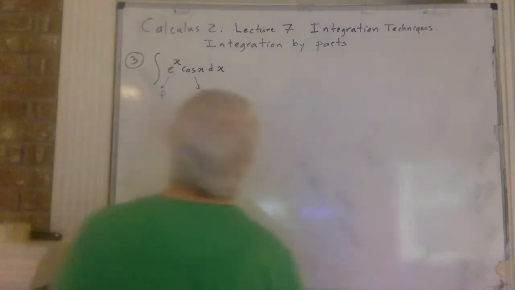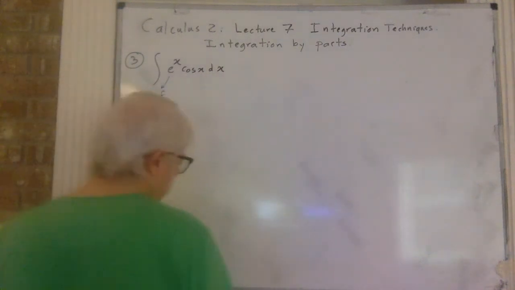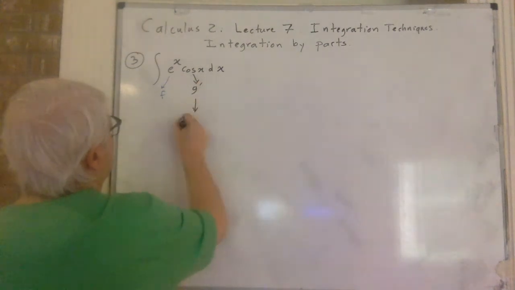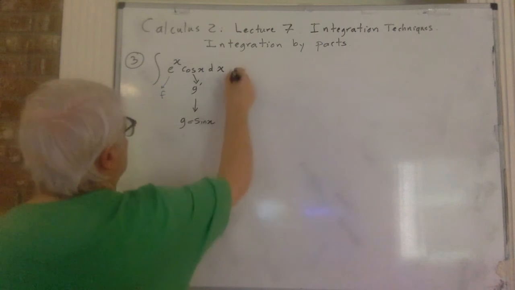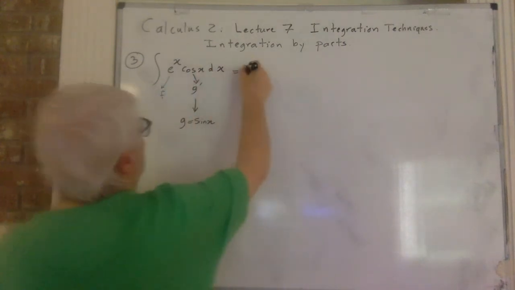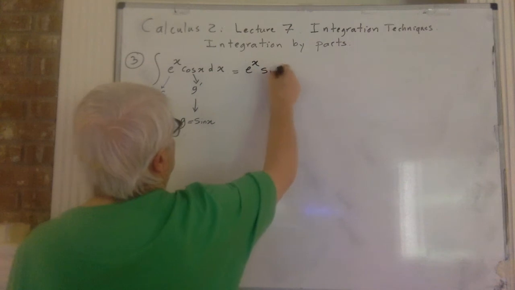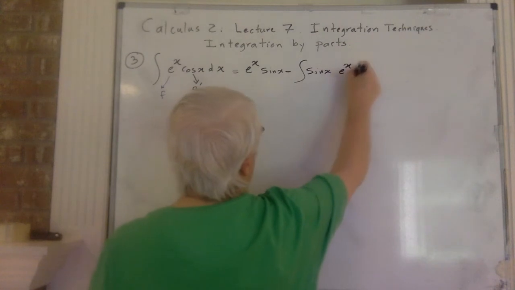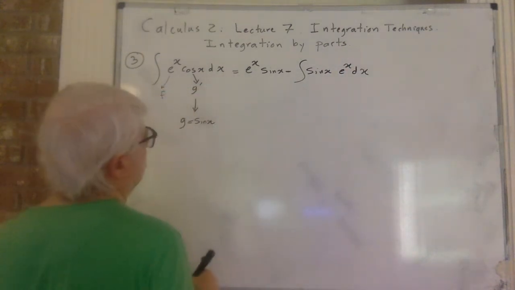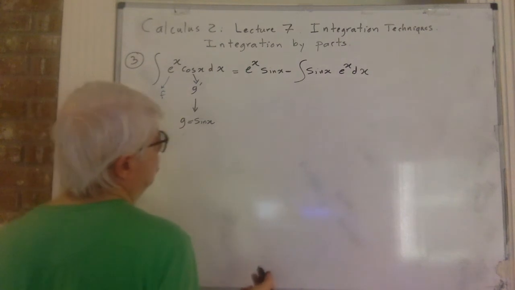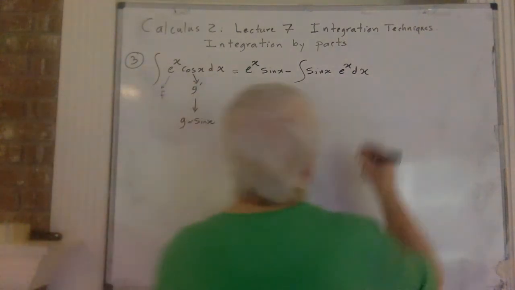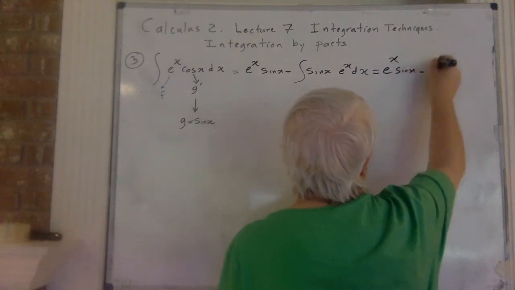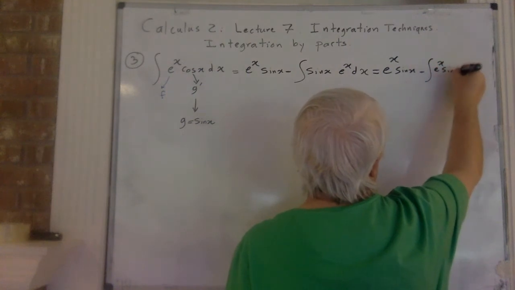So let's take e to the power x to be f, and this one to be g prime, and g is sine x. So this becomes e to the power x sine x minus the integral of g f prime. And you say, gee, we just got almost the same thing. Yeah, that's true. e to the power x sine x minus the integral of e to the power x sine x dx.